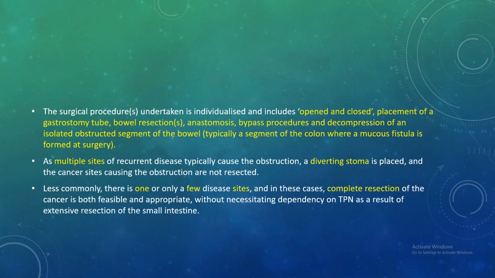Okay. Segmental resection, or typically a segment of colon is removed where the mucus fistula is formed. Okay, so as multiple sites of recurrent disease is a typical cause of obstruction, usually diverting stoma is placed and the cancer sites causing the obstructions are not resected. So this is the most commonly performed surgery because it involves multiple sites. If there is only one or few disease sites, you can do complete resection, and it can be feasible and appropriate without necessitating dependency on total parenteral nutrition.